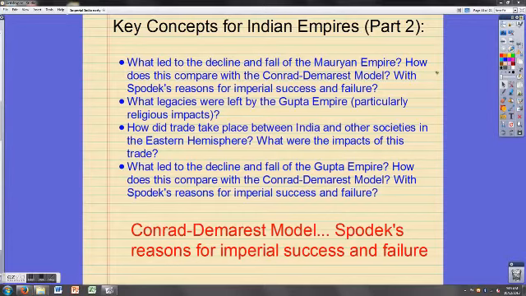Here are your key concepts, and I know I sound like a broken record, but please do not forget about the Conrad-Demarest model. It's especially important here because the Gupta Empire is one that's very commonly compared to the Roman Empire and the Han Dynasty in China. Take a few more moments to read over these key concepts.